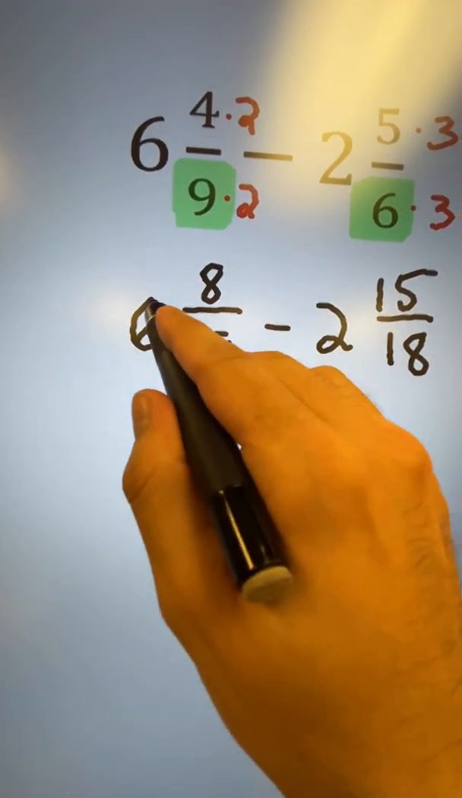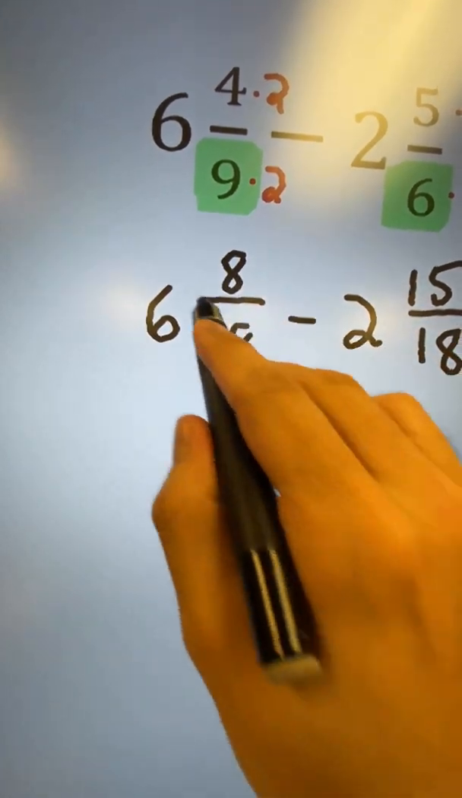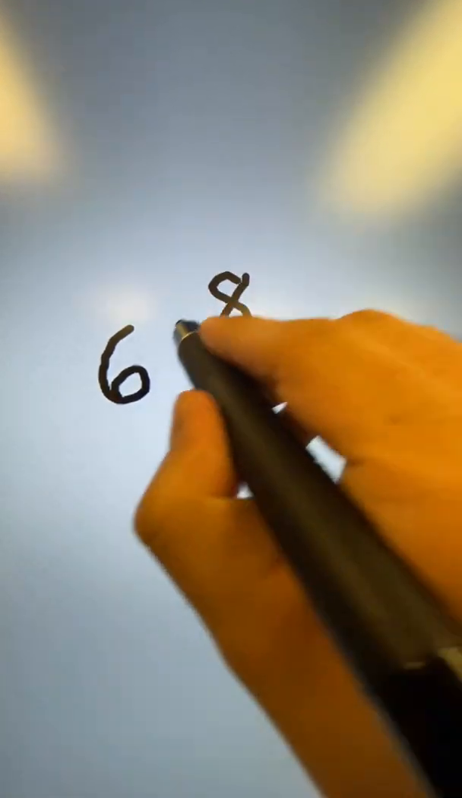So in this case, I don't have enough here, so I'm going to make this bigger by rewriting this mixed number. So I'm going to do the work on the side. So hopefully that visual explanation gives you a little bit of better insight as to what I'm doing here.